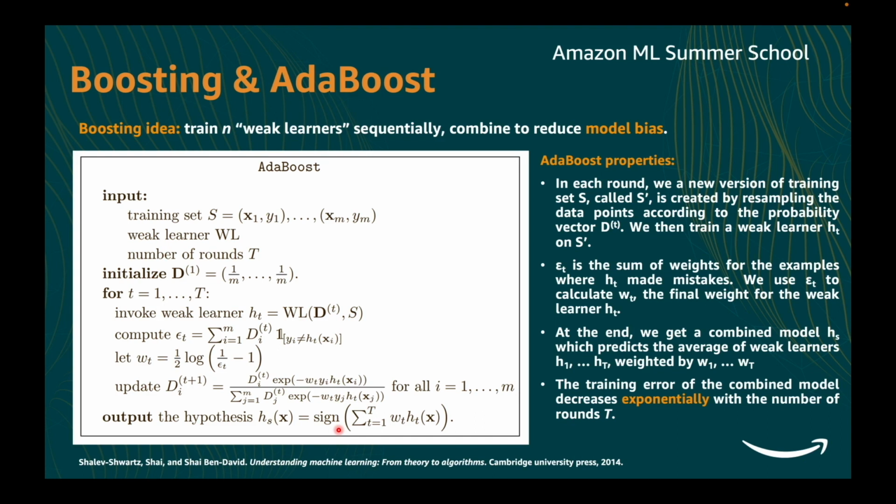What is happening is that over time you are iteratively adding one more model, and you are actually reducing the training error. You can prove mathematically that the training error of the combined model decreases exponentially fast as the number of rounds increases. So if you have 2 rounds versus 10 rounds, in 10 rounds it's going to be exponentially much lower than 2 rounds. So this is the overall AdaBoost procedure.